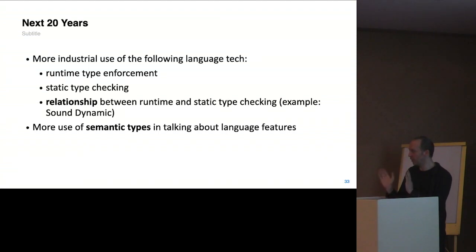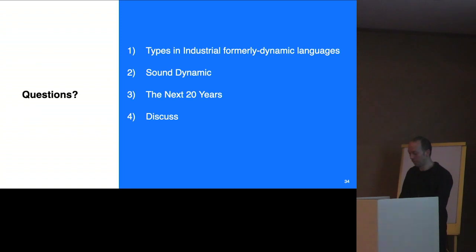I think if you have these two levels of type checking, it's important to be able to relate them in a meaningful way. And also I want to point out that to even explain what sound dynamic does, I needed to allude to semantic types, which is not a very common thing to talk about. So I expect in the next 20 years, we might talk about semantic types more.